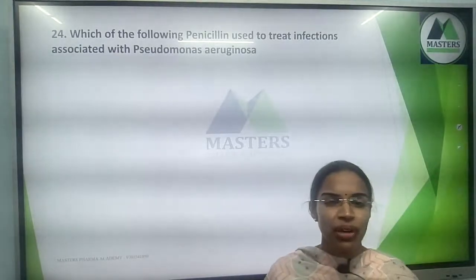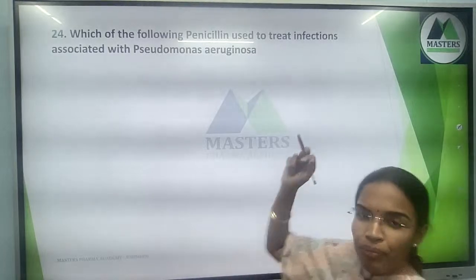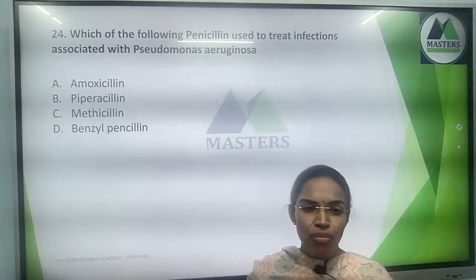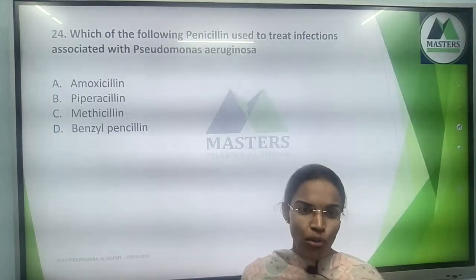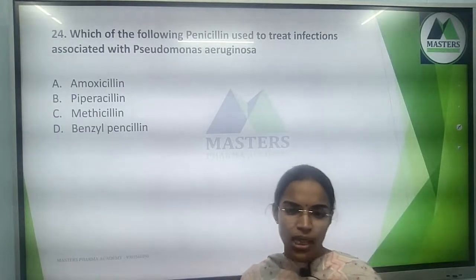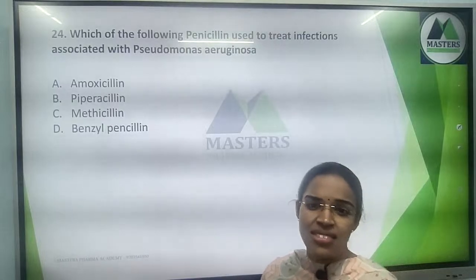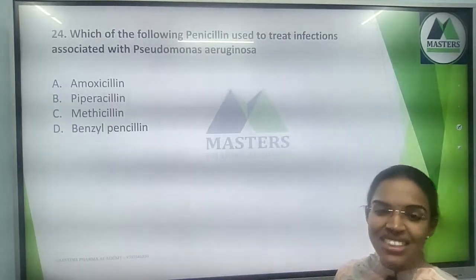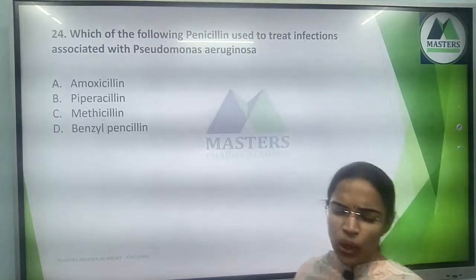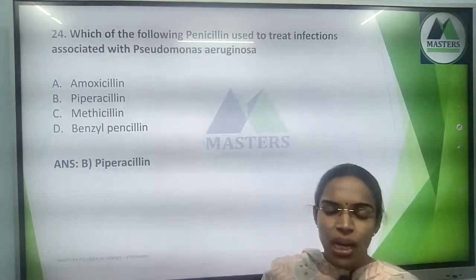Question 24. Which of the following penicillins is used to treat infections caused by Pseudomonas aeruginosa? Options: A amoxicillin, B piperacillin, C methicillin, and D benzyl penicillin. The right answer is option B, piperacillin.